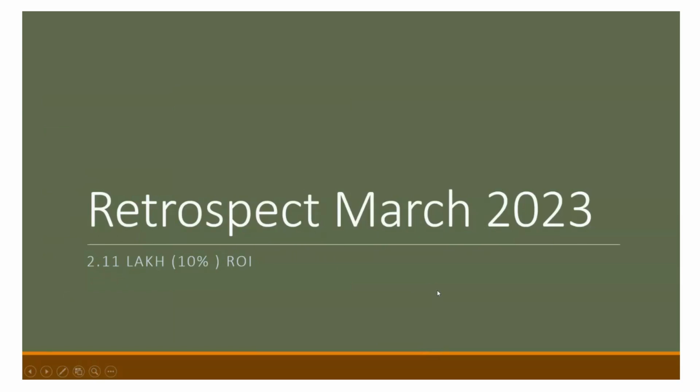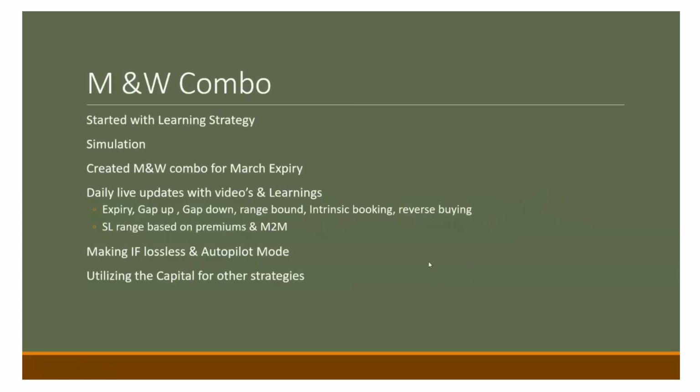Let's have a look at how we achieved our 10% goal in the month of March. That is nearly 2.11 lakh with a capital of 20 lakhs. Let's get in. So we started with the monthly and weekly combo.